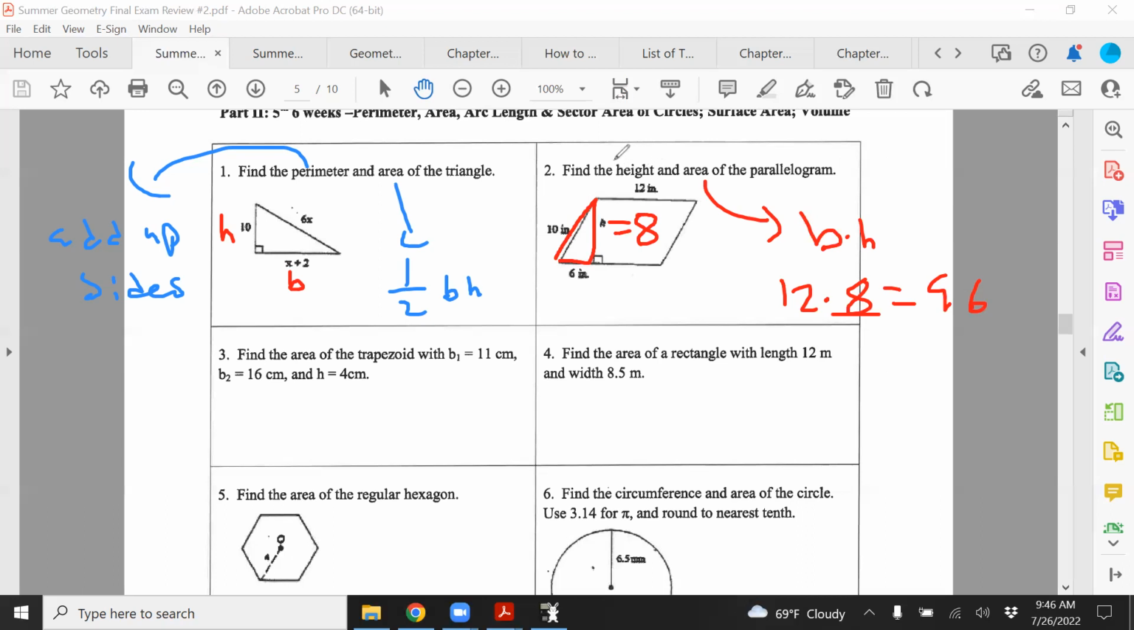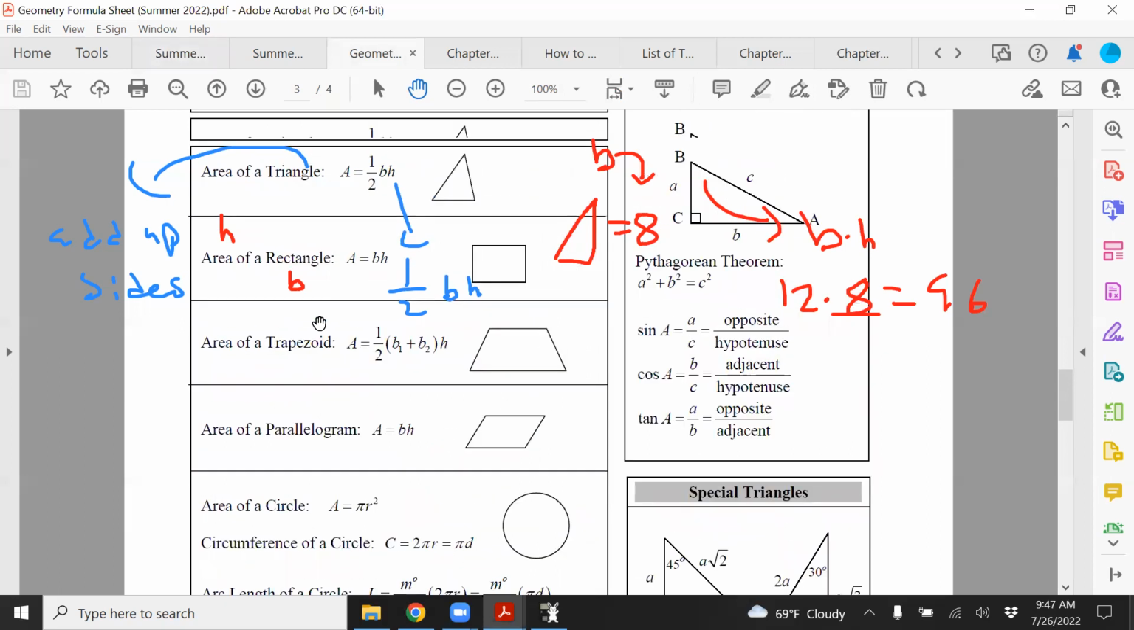Because the base is 12, and I need the height. And my base was actually right there. That was my base. Okay, and again, this is where the formula sheet is going to help you tremendously. You have all these formulas right here. Area of a trapezoid right there. That's the next problem.